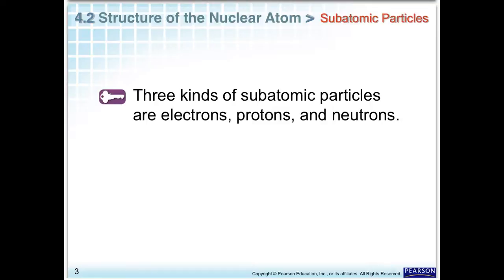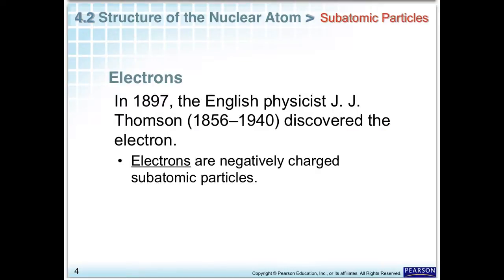And you should be aware that the three kinds of particles that we'll talk about in an atom are electrons, protons, and neutrons. And in this section, we're going to be talking about how scientists actually discovered these three subatomic particles. The first scientist we're going to talk about is J.J. Thomson, who is credited with discovering the electron, and electrons we know now are negatively charged particles.